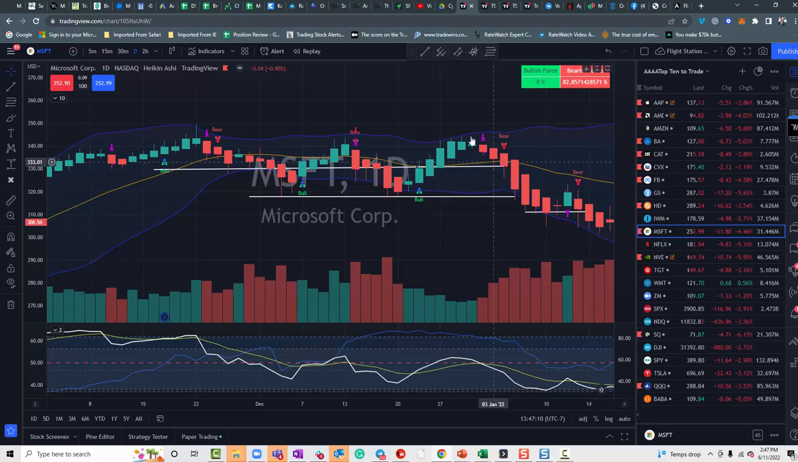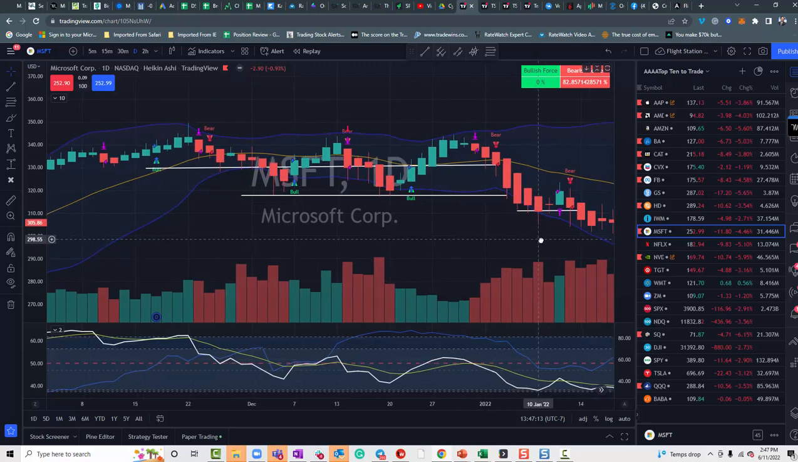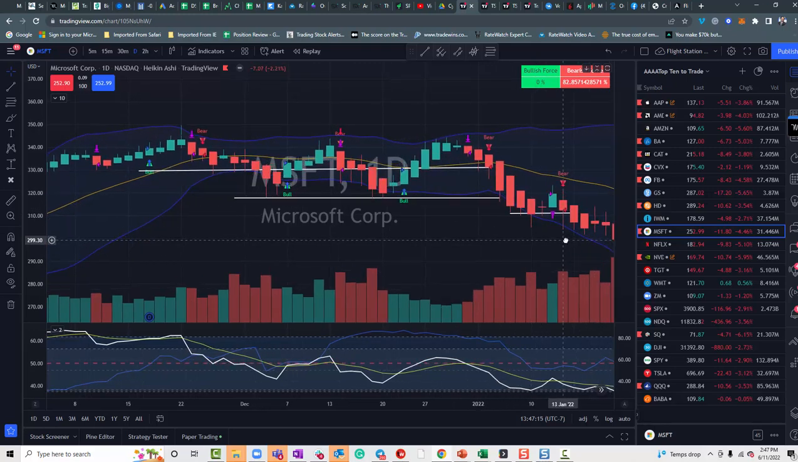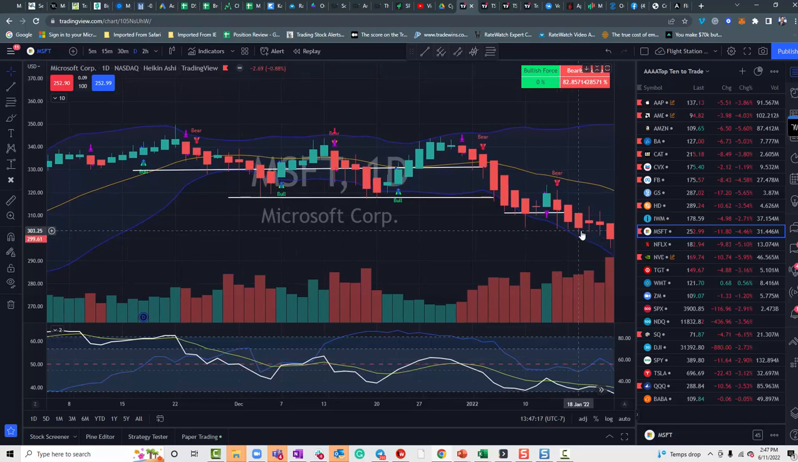You can just wait for this pink arrow if you want. Still coming down. Still coming down. So I got out too early. Should have waited for the pink arrow.